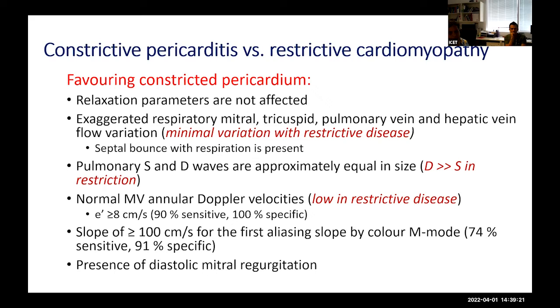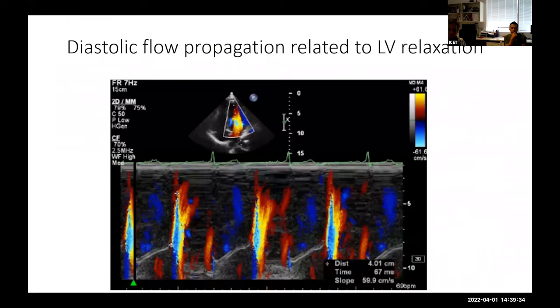So there's also another interesting test that you can do by putting your colour M mode through the mitral valve flow. And I've got a picture of that. So if you put your colour box across all of the left ventricle, and then you put the cursor through the centre of the flow, and put it on M mode, you will get a picture like this. And the early flow here, this is the E wave, and this is the A wave.